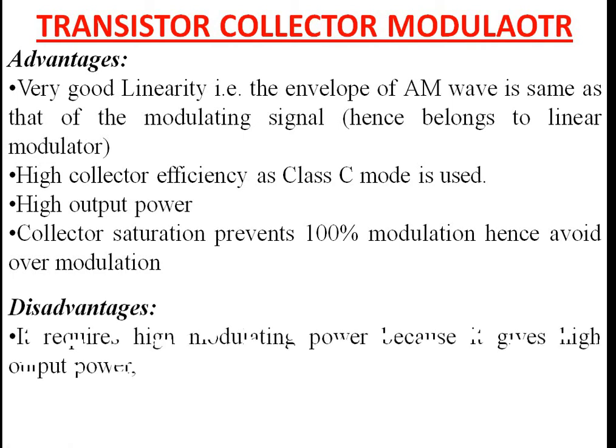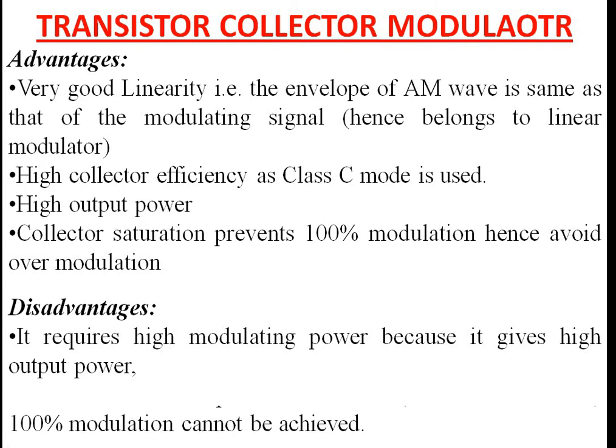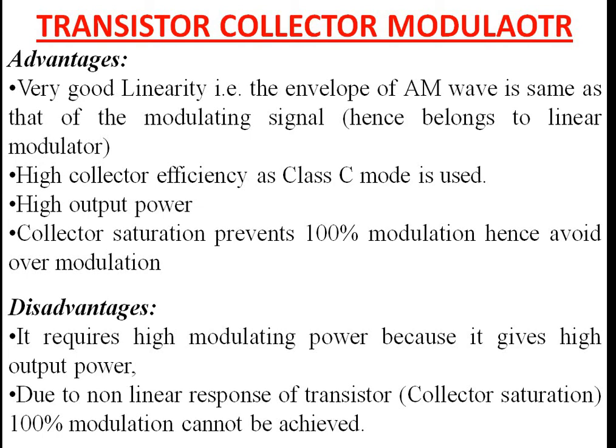Disadvantages: it requires a high modulating power to give a high output power. That means producing a high output power is an advantage, but to have a high output power we need to give a high input power. This is a disadvantage of the transistor collector modulator. Due to the non-linear response of the transistor, that means collector saturation prevents 100%, 100% modulation also cannot be achieved. This is the simple working of the transistor collector modulator along with its advantages and disadvantages.